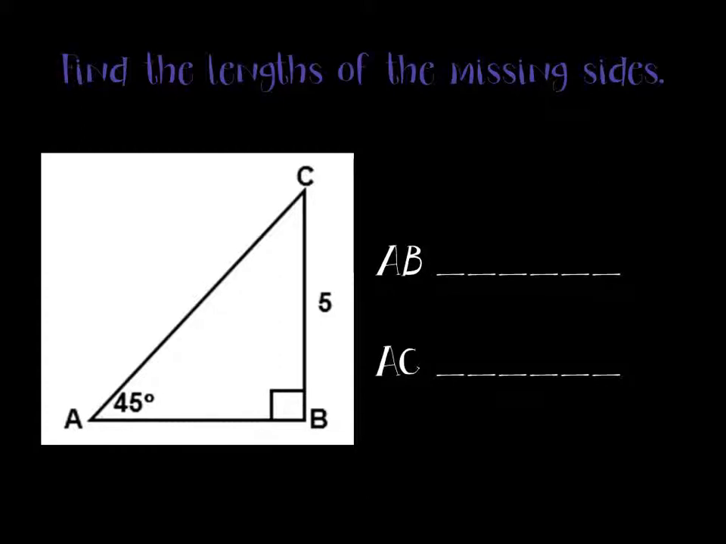Find the lengths of the missing sides. Remember, I just told you that we need to write our x, x, and x square root of 2 values on each triangle that we work with. So side AB, which is a leg, is equal to x. Side BC, which is also a leg, is equal to x. And our hypotenuse, AC, is equal to x square root of 2.